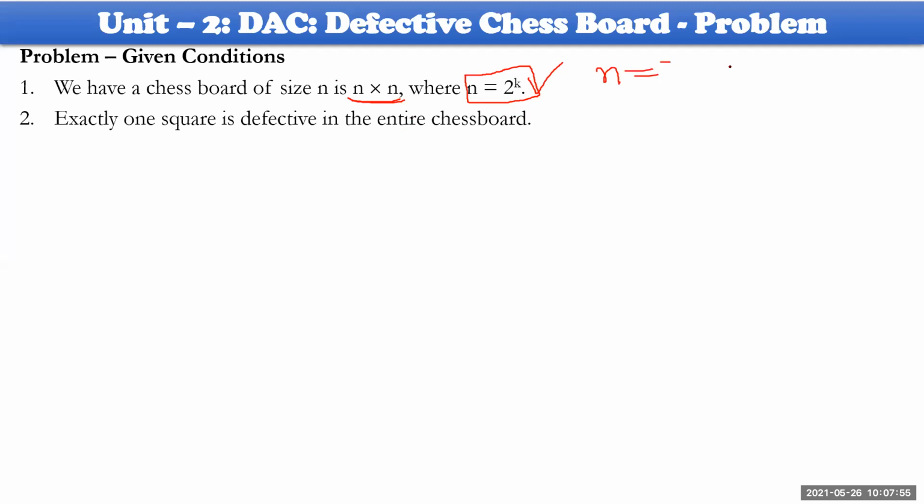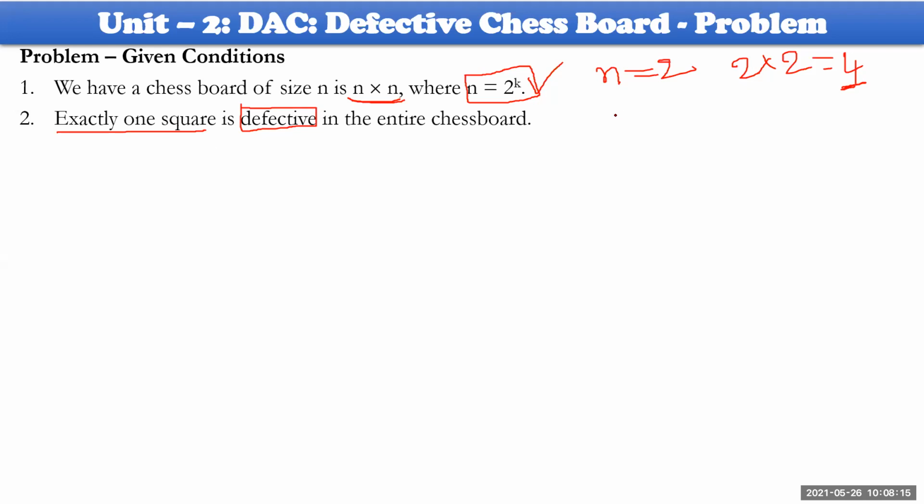So you have a 2 by 2 chessboard with you. Totally, you have 4 tiles within that particular chessboard. Out of these 4 tiles, exactly only one square or one tile will be defective. Okay, please consider.